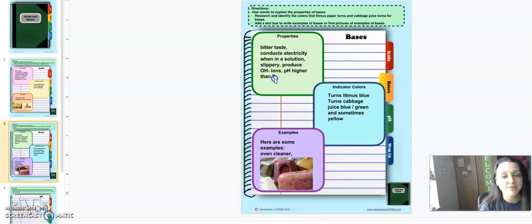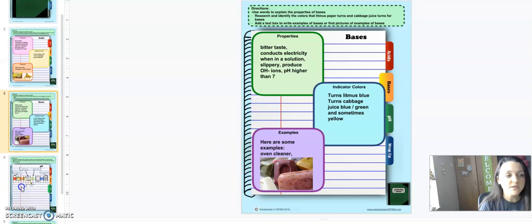So the pH scale goes up to 14. So anything above 7 all the way to 14 is a base. If we put bases in a solution and we want to test them with our indicators, they're going to turn litmus paper blue, which is easy to remember because blue and base and bitter, they all start with B's. So they turn things blue. Cabbage juice is going to turn a blue color, and sometimes it'll go yellow, but most of the time, if we're looking at bases, they're going to turn things blue. So some of the examples are oven cleaner, laundry detergent, soap.